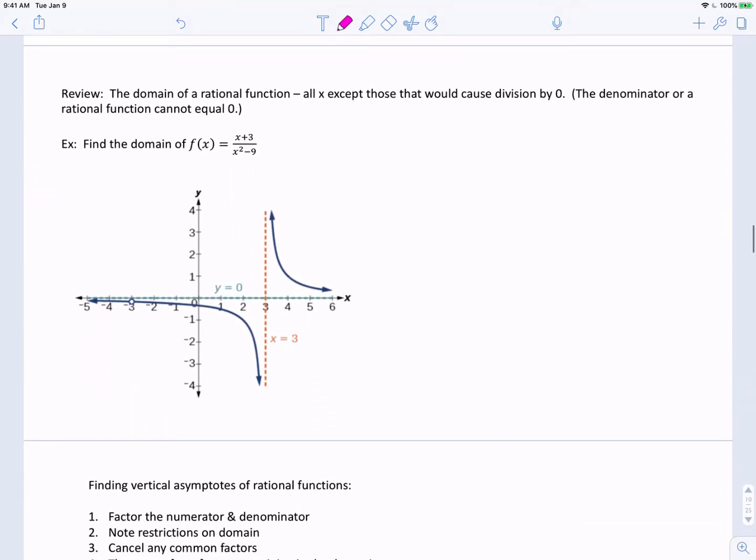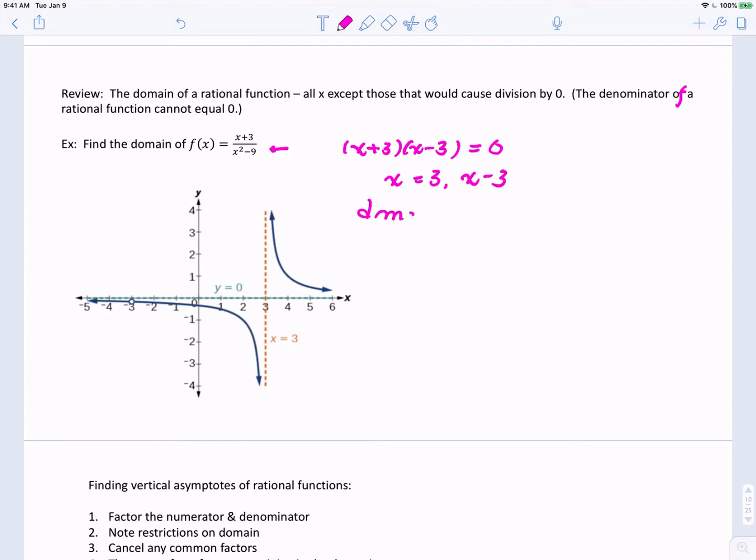So one of the things we've talked about before is the domain of rational functions. Just as a review, the domain of rational functions are all x values except those that would cause division by 0. So in other words, the denominator of a rational function cannot be equal to 0. So for example, find the domain of f of x equals x plus 3 divided by x squared minus 9. Again, we don't care about the numerator, we just care about the denominator. So we would say x plus 3 times x minus 3, that's the denominator factored, is equal to 0. That would be equal to 0 if x is equal to 3 or x is equal to negative 3.